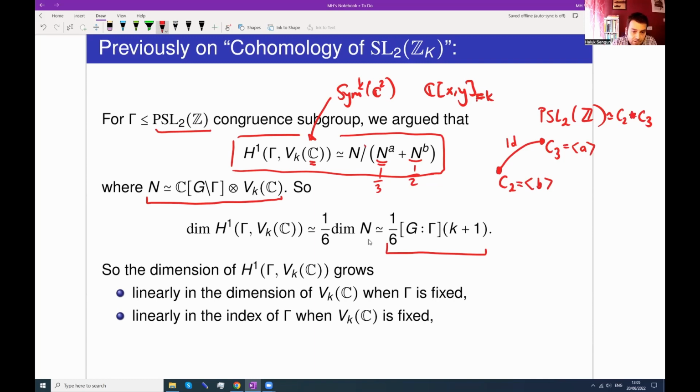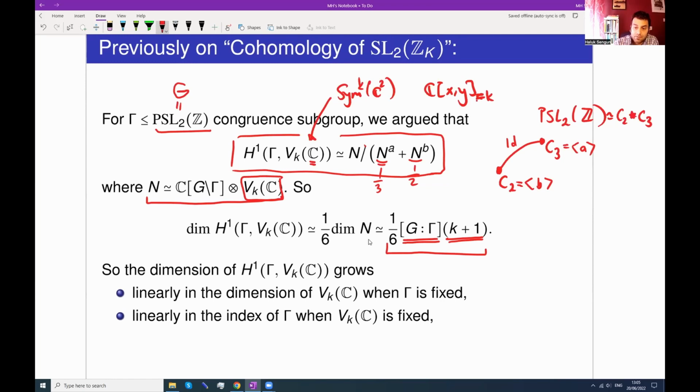So this tells us that the dimension of the cohomology of gamma with these special coefficient systems is essentially 1/6 of the co-induced module. In other words, 1/6 times the index of your congruence subgroup in the modular group G. G will usually denote my modular group. And the size of the coefficient system, which in this case is just k plus 1, because it's degree k with the constants, it's k plus 1. So this gives me a rough dimension formula. It can actually be made quite explicit, but I just want to understand the rough behavior.